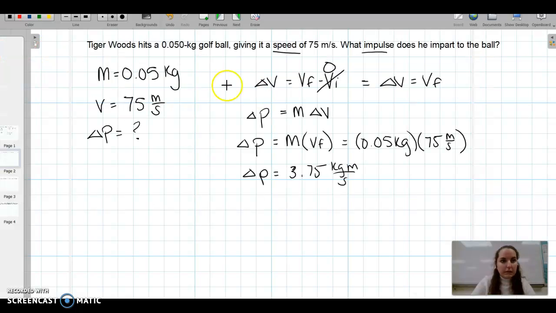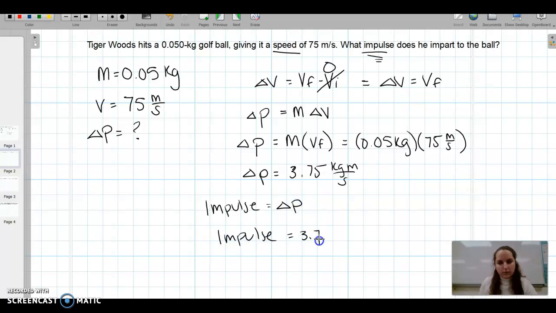But that didn't really answer the question. We found the change in momentum, but now we want to know the impulse. Impulse is equal to our change in momentum. So impulse is also equal to 3.75 kilogram meters per second, or you can say 3.75 newton seconds. They're both the same units.